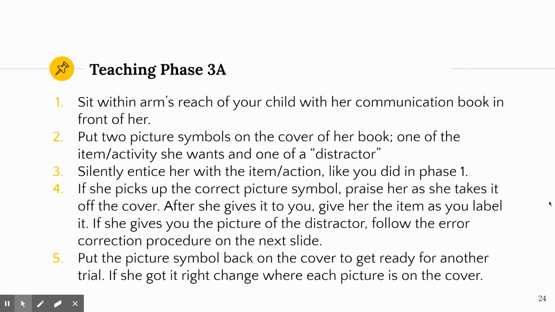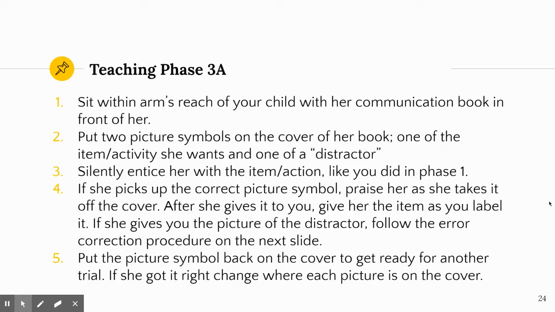If they pick up the correct picture symbol, you're going to praise them as they take it off the cover. So once you hear that Velcro come off, you're going to say, yeah, or good job, or that's it. And then when they give it to you, you're going to give them the item as you label it, just like you did in phase 1 and phase 2. If they give you the picture of the distractor, you're going to follow the error correction procedure that we're going to talk about in the next slide.